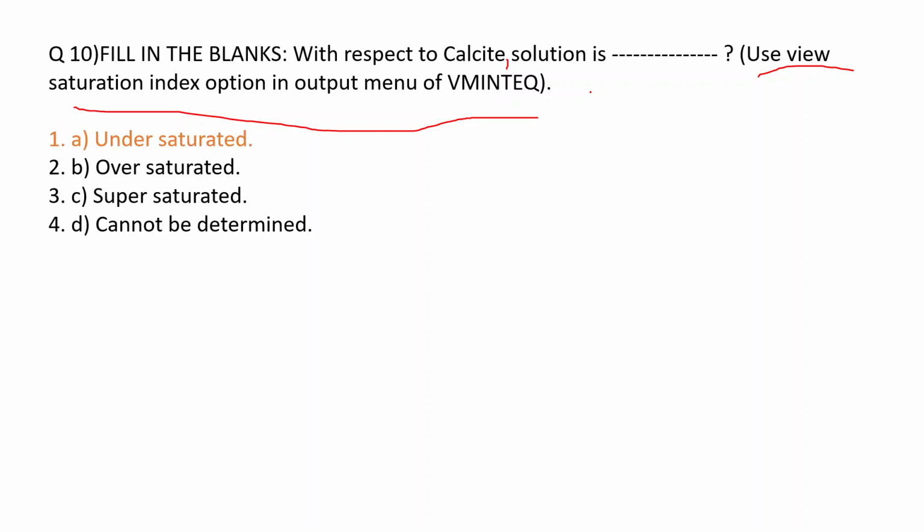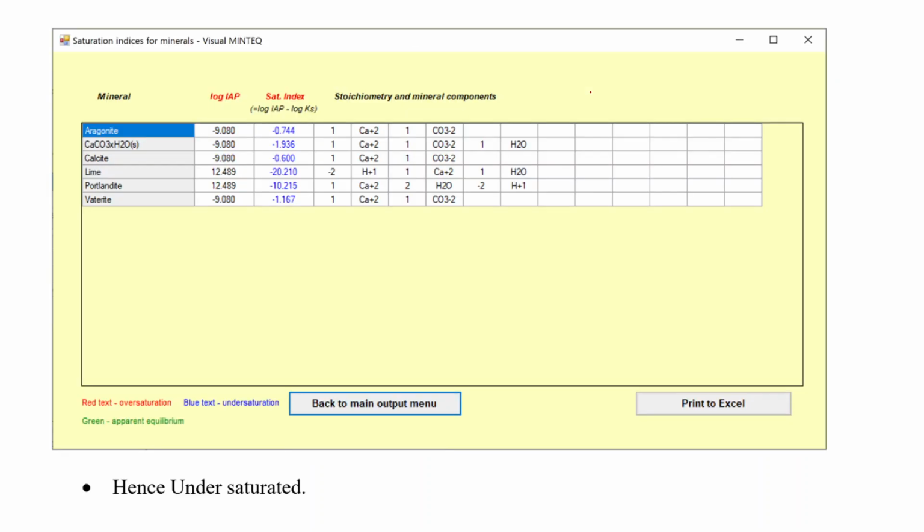We'll see the solution now. So the solution is undersaturated. How? Just by going to saturation index in the result page, we will get all these values. As we can see, the saturation index with respect to calcite is -0.6 and aragonite is -0.7.